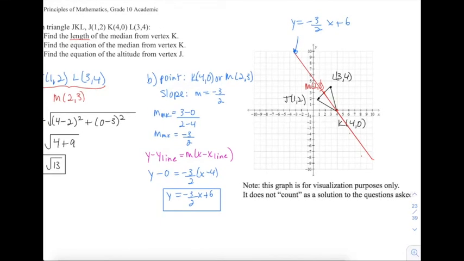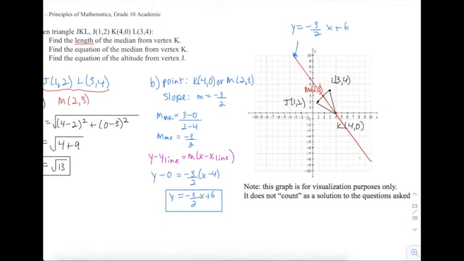All right, so we've got one more to do, and that's the altitude from J. Who wants to remind me what an altitude is? Where do I start drawing the altitude? Which vertex? J. J, okay. Basically, I need to know where to stop. So where are you going to stop me, Will?